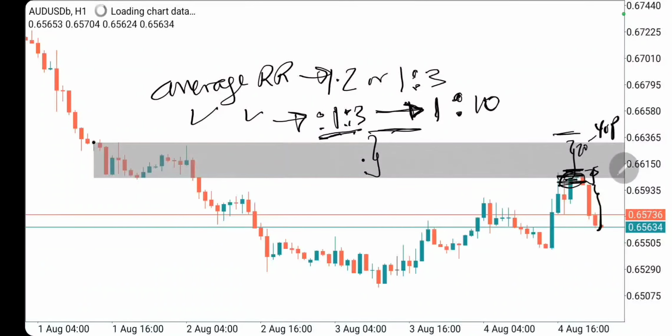All right, so this is it. These are the benefits of having an entry confirmation while trading the supply and demand zone.